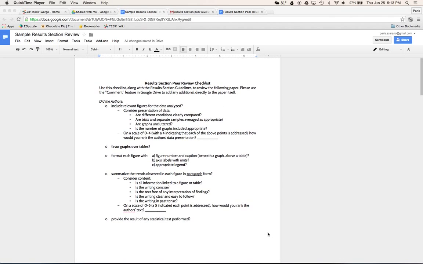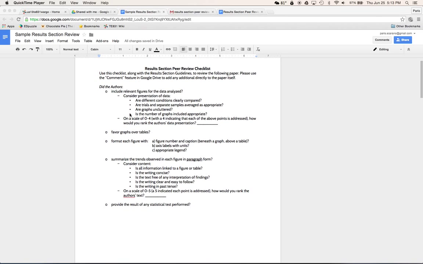However, I'm considering alternative formats for this checklist. As you can see, I have included some questions that reviewers could fill out. On a scale of 0 to 4, how would you rank the author's data presentation? On a scale of 0 to 5, how would you rank the author's text content? These they could potentially fill out and give directly back to the authors, or I could just have a rating form that is specific for the reviewers.